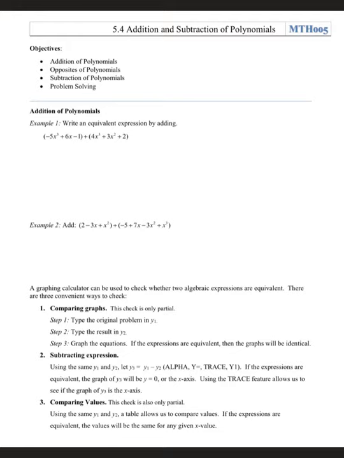Hello, Math 005. This lesson is on 5.4, addition and subtraction of polynomials. So example 1, write an equivalent expression by adding. What this means essentially is to combine all of our like terms. Before we can combine like terms though, we have to eliminate parentheses.